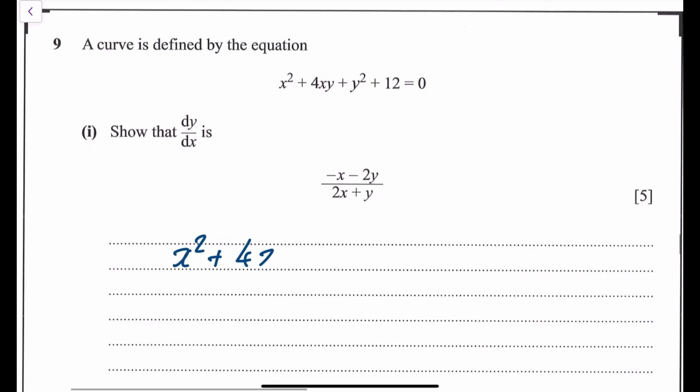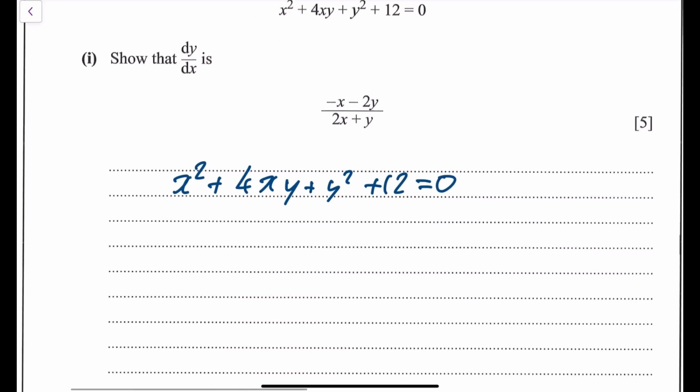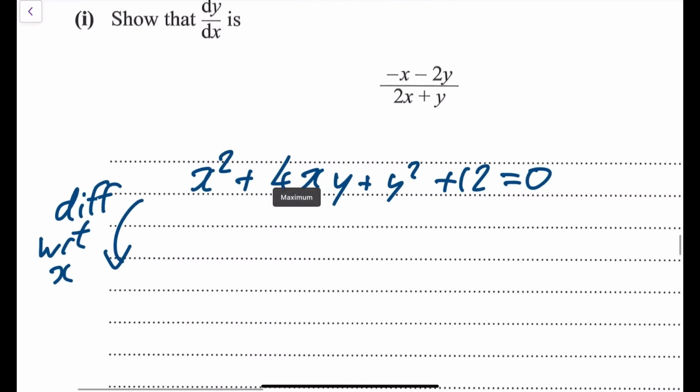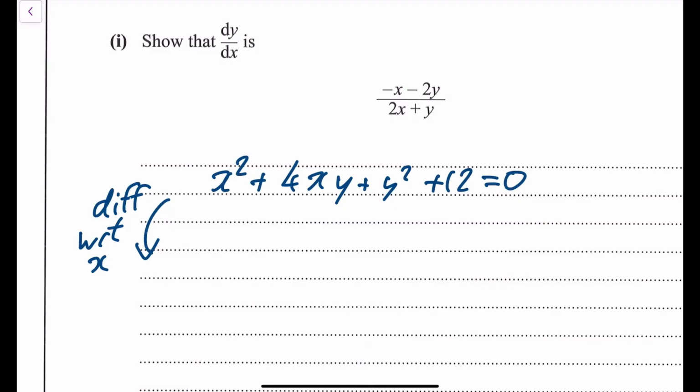So it's an implicit differentiation. The curve is defined by the equation x squared plus 4xy plus y squared plus 12 is equal to 0. And you've got to show that dy by dx is equal to this. So what you're going to do is differentiate everything with respect to x. There's some easy things, some not so easy things. So first thing, x squared differentiates with respect to x really easily to give you 2x.